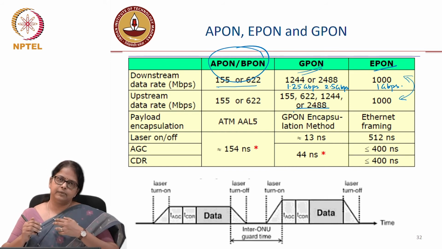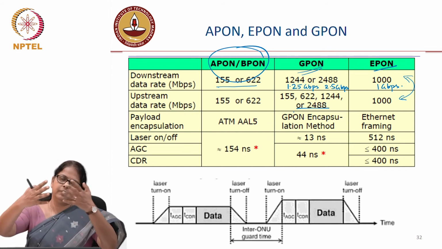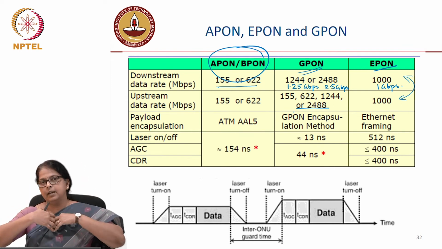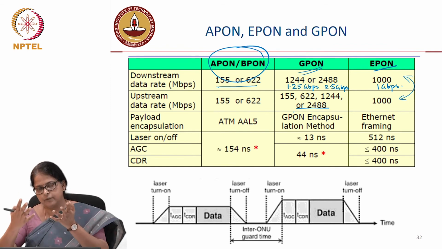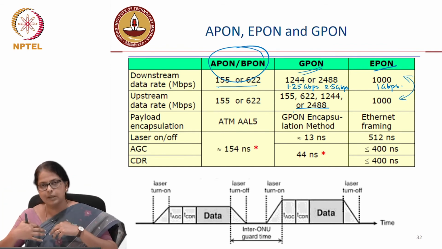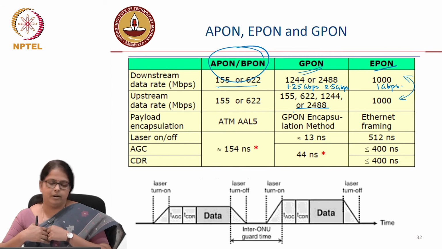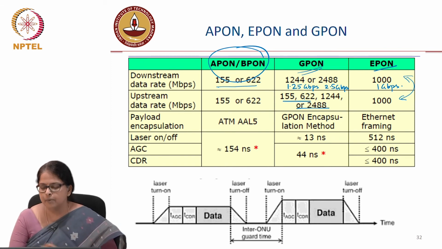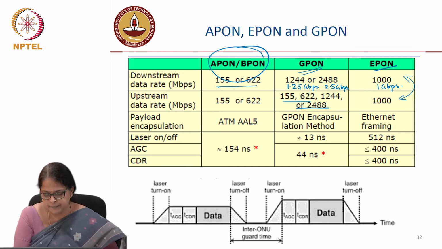Because of the philosophy that you may not be sending too much information. A classic example is internet data. You may not be sending too much information; you may be downloading more than what you are uploading. So, your upstream data rate can support much lower data rates, whereas downstream is always gigabit PON.